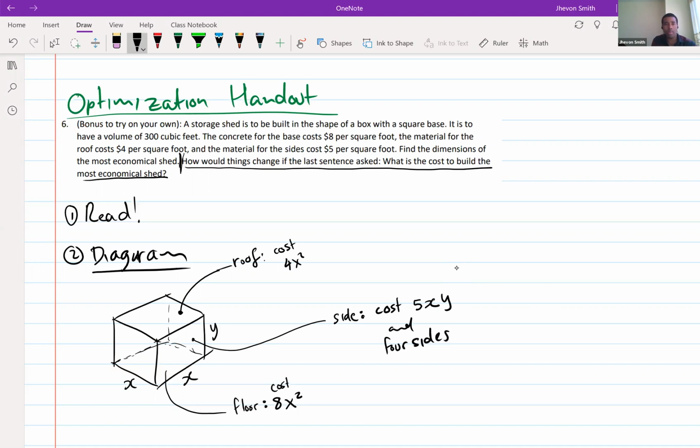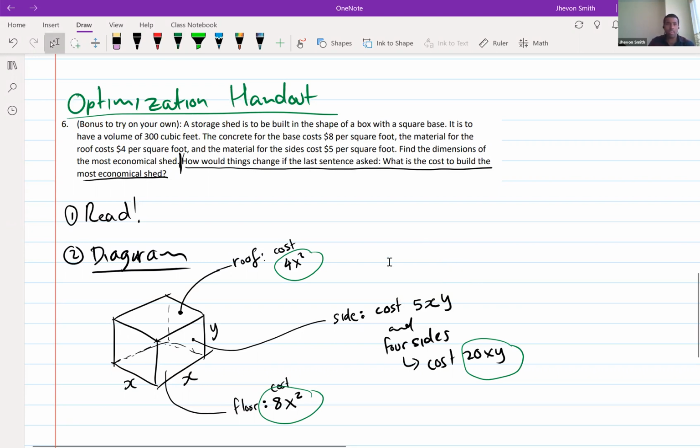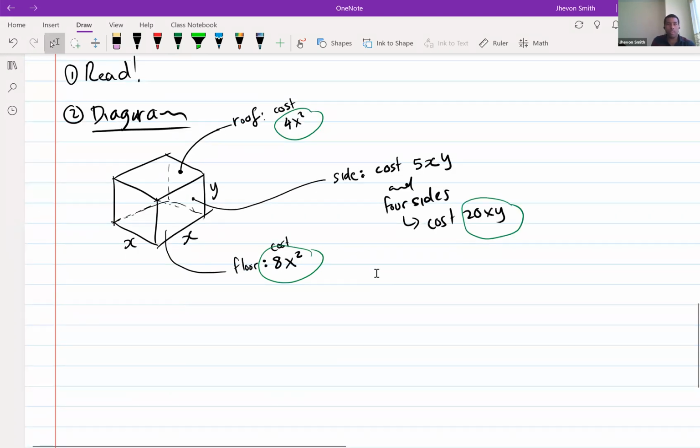So there's the front, the back, the left side, and the right side. So this has a cost of 20x squared for all 4 sides. So these are the guys that are important to me when I'm talking about cost. So I do my diagram and I make sure I know everything in terms of that diagram. So I label it properly, label it carefully.